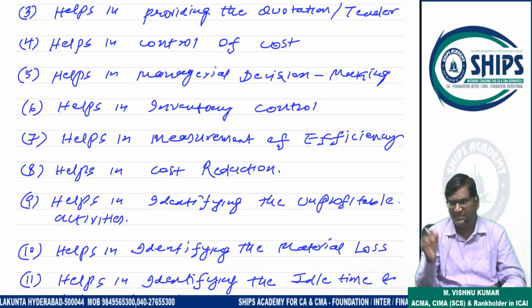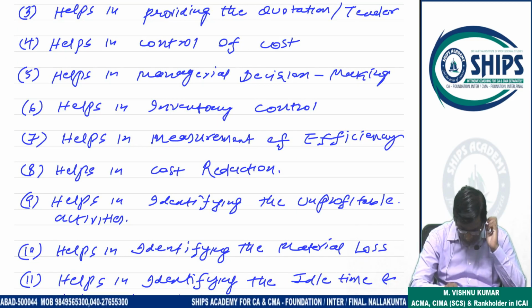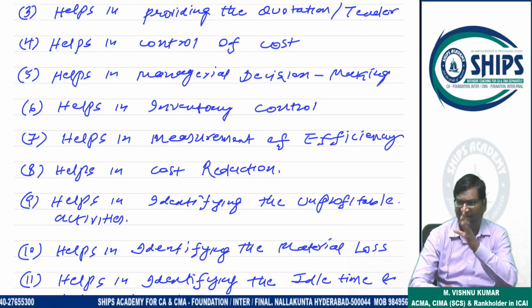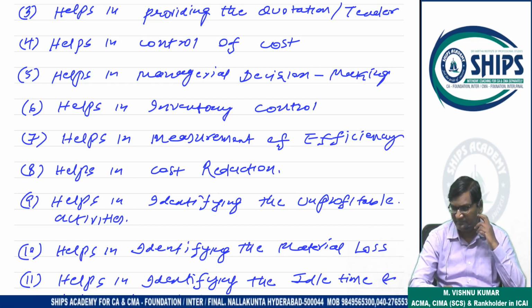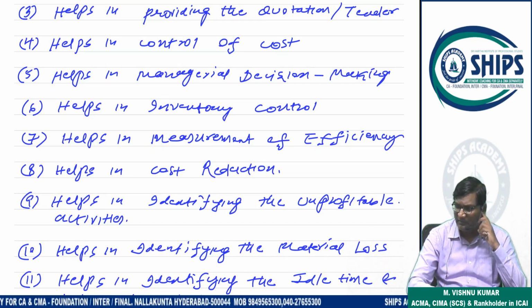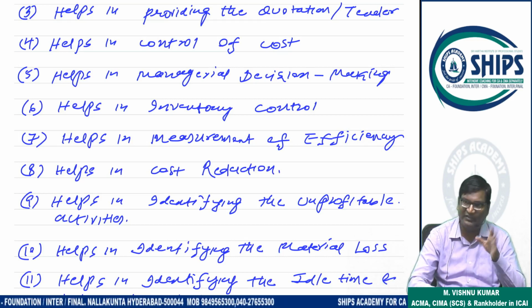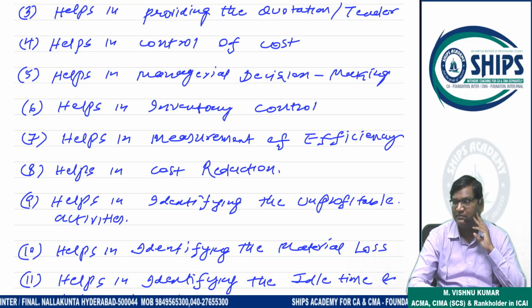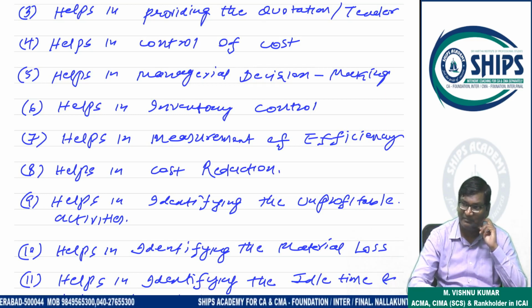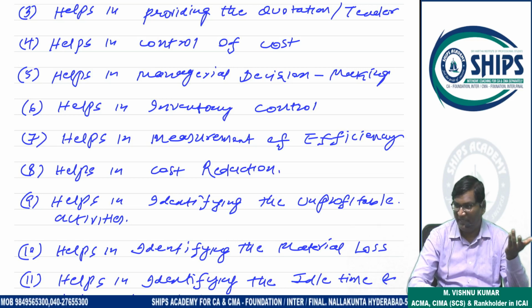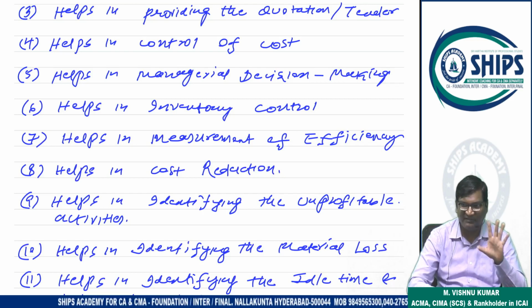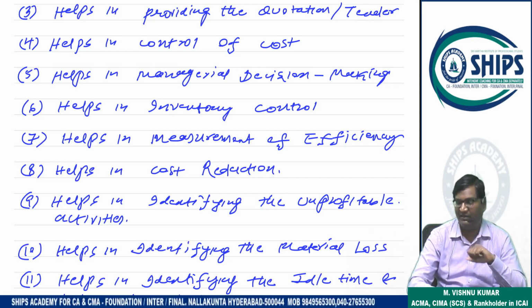Measurement of efficiency. Example, where this will be used. Suppose in your small factory, three workers are working: X, Y, Z. If you give the same wages to all workers, then the worker who is working efficiently will also become inefficient. Correct or wrong? In the IPL, on what basis is payment given to a player? Performance. If a player is performing well, he will get the highest bid. That is nothing but efficiency. So in organizations, labour also requires efficiency.